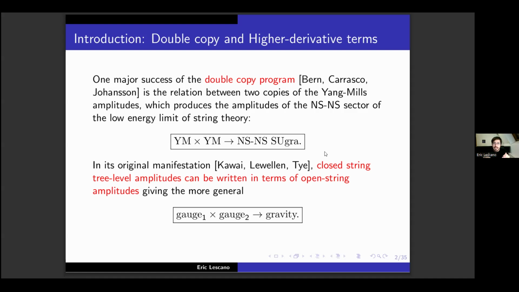This can be generalized in order to obtain a generic gravitational theory coming from the double copy of two gauge theories. We can cross two different gauge theories. In the particular case where we pick Yang-Mills cross Yang-Mills, we can obtain the low energy limit of string theory. But in general, this formalism is much more powerful than that, and we can obtain more general setups.